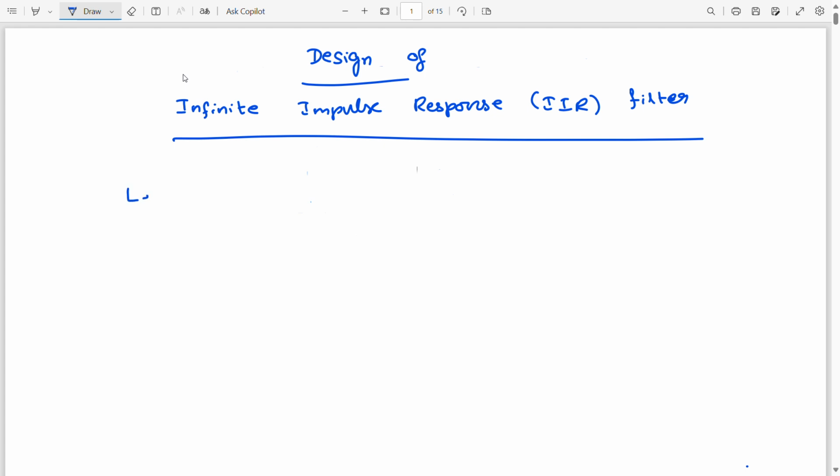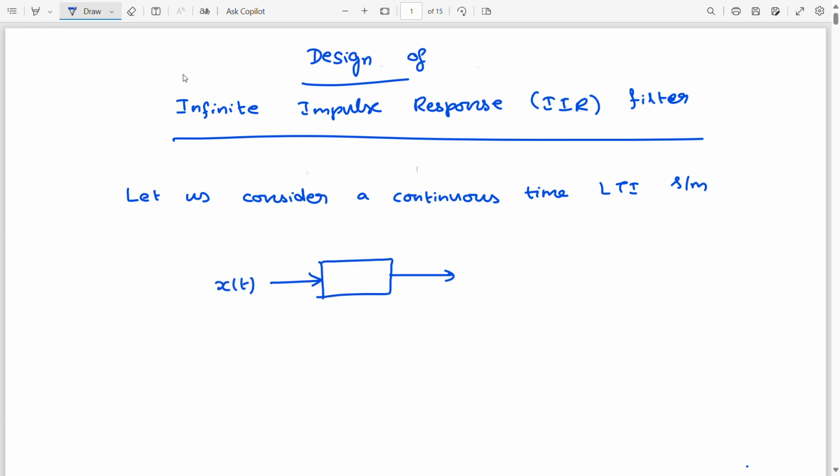Let us consider a continuous time linear time invariant system whose input is x of t and output is y of t, assuming the impulse response of the system as h of t. x of t is the input signal, y of t is the output signal, and h of t is the impulse response of the system.